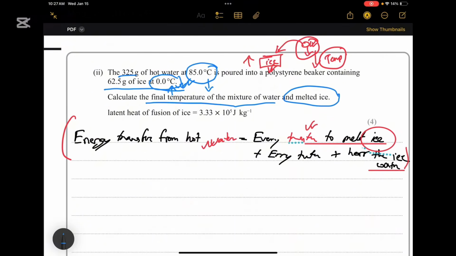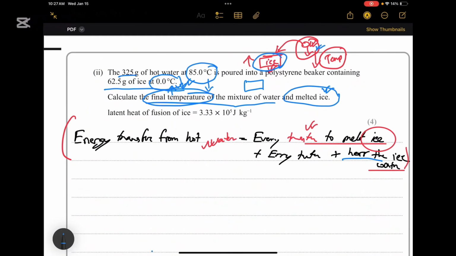One other thing is, as this hot water is poured into the ice, both of them will be in this container, so both of them will have the same temperature. So the final temperature of the mixture will be the same, and they have asked for the final temperature of the melted ice as well. Now let's go and figure out the formulas. Here the formula will be: energy transfer from hot water, meaning the hot water's temperature has decreased, so it has used some of its energy to melt the ice and then to increase the temperature of the ice water.